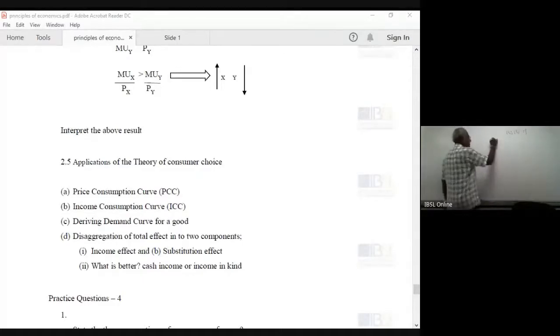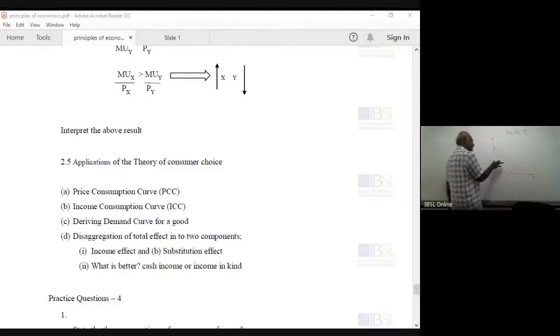Initial budget line as earlier, like this. Good X, Y. Initial budget line is this. Earlier, the budget line rotated when the price of one good changed. Now in this case, prices are constant and income increases, so the budget line shifts. That is another movement of the budget line, a parallel shift.